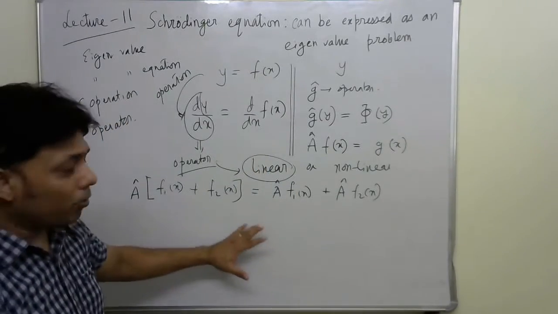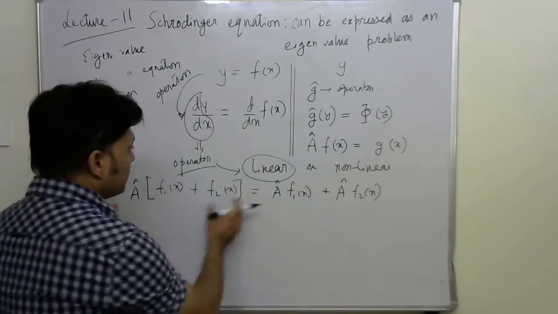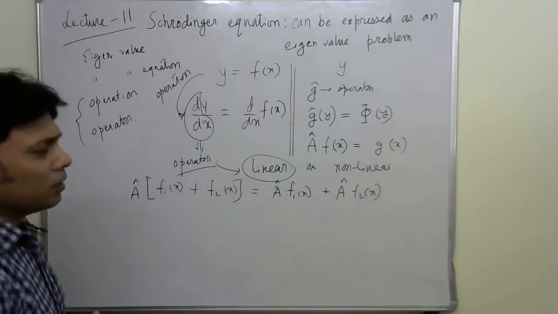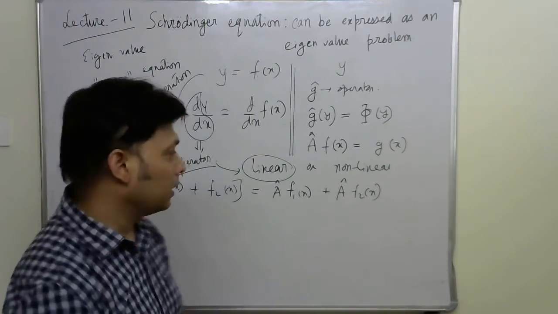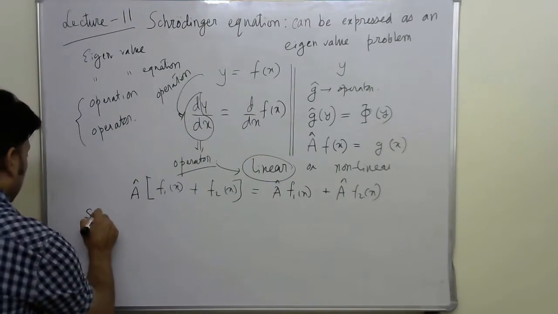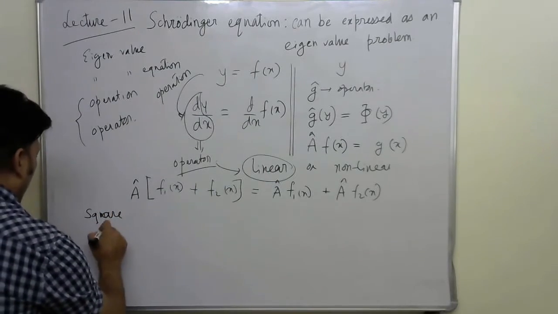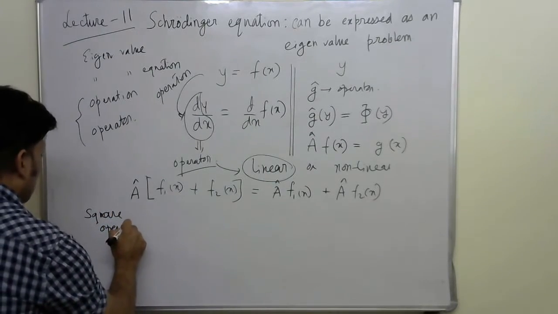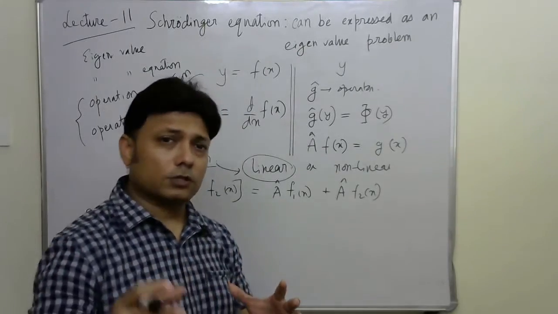And what is a non-linear operator? Non-linear operator means simply these two things won't be equal. Can you give me an example of a non-linear operator? Okay, we can take the square operator. So what is a square operator? You just take any quantity and square it up.